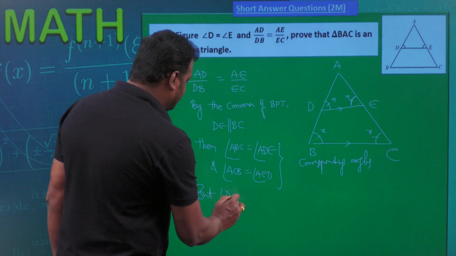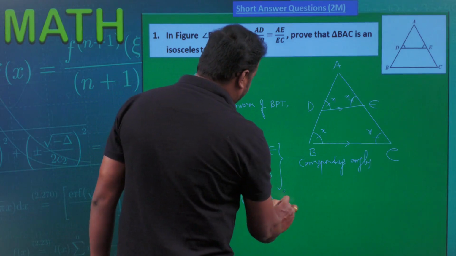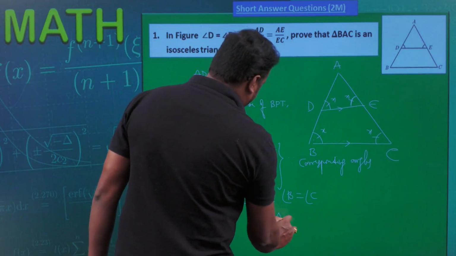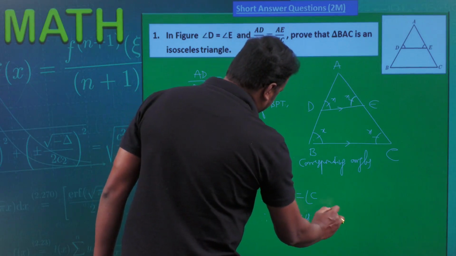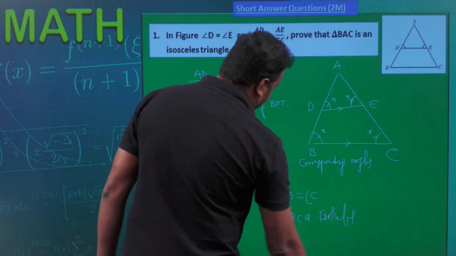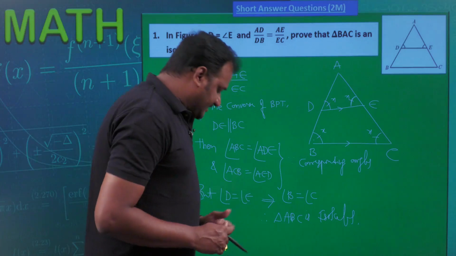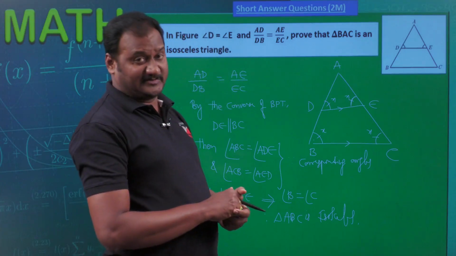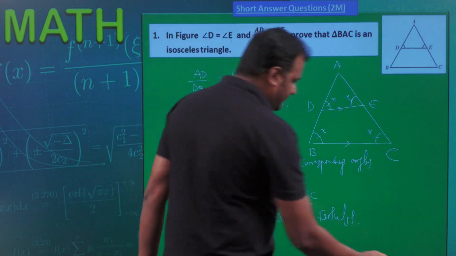Therefore, angle D is equal to angle E. That implies this angle is equal to this angle. What is that angle? Angle B is equal to angle C. Therefore, triangle ABC is isosceles. You understand how to answer the problem? It is quite simple, but you will have to understand how best you can utilize the concept of the basic proportionality theorem as well as its converse.